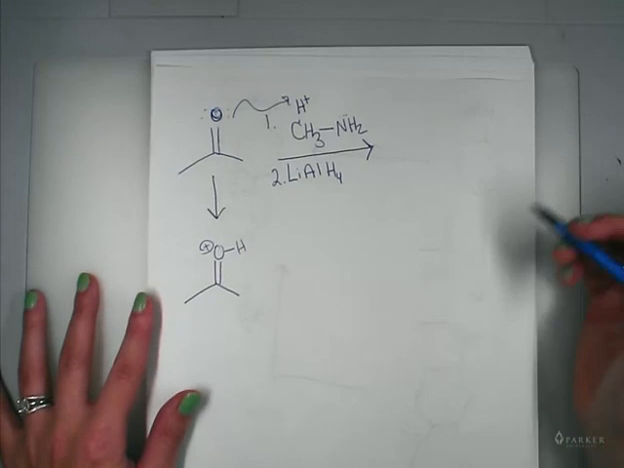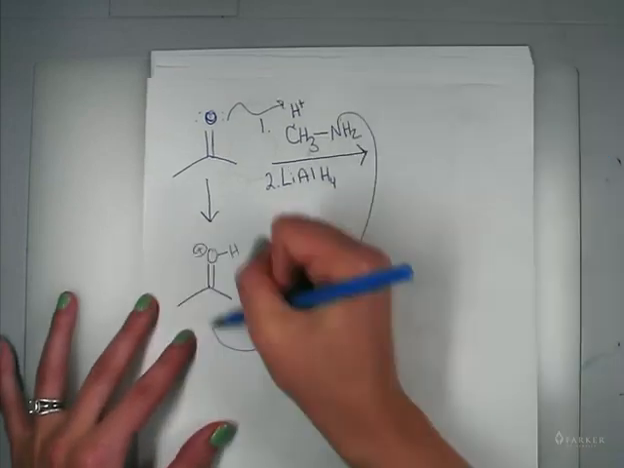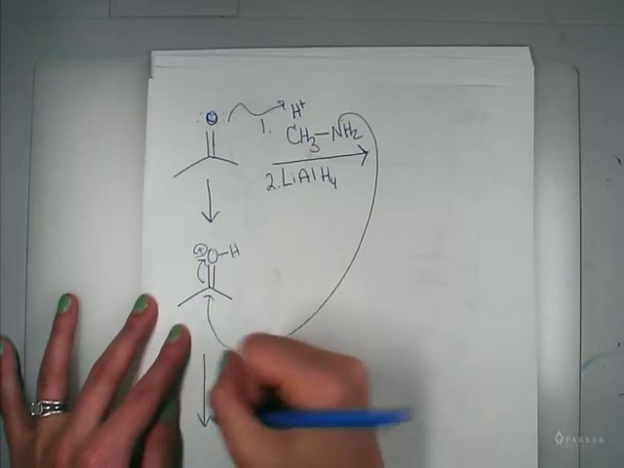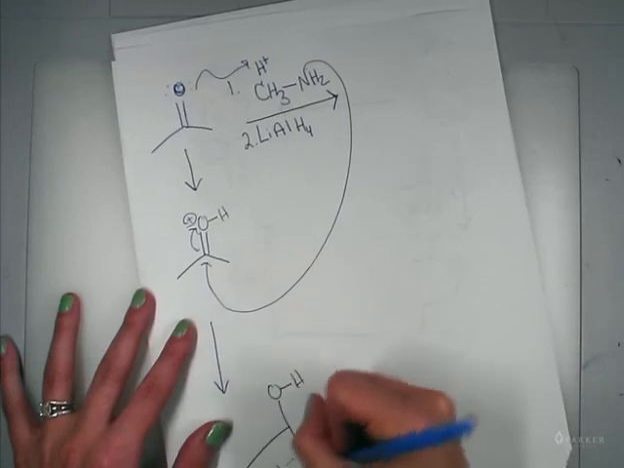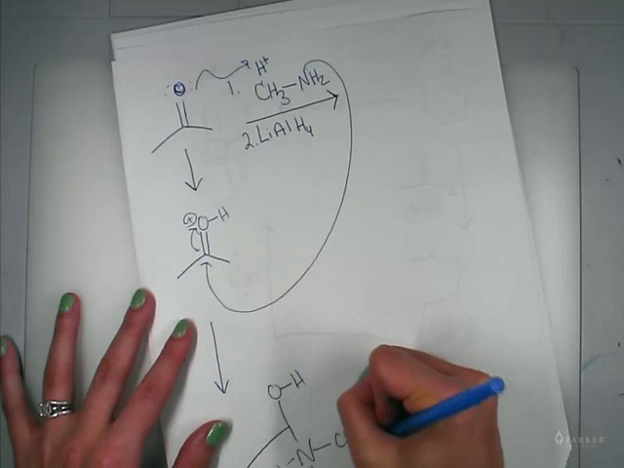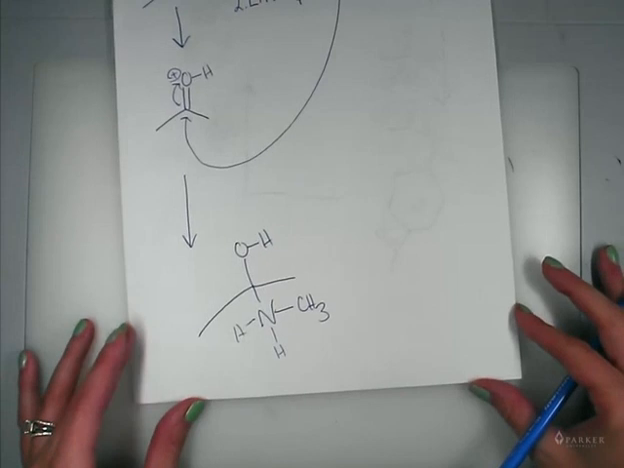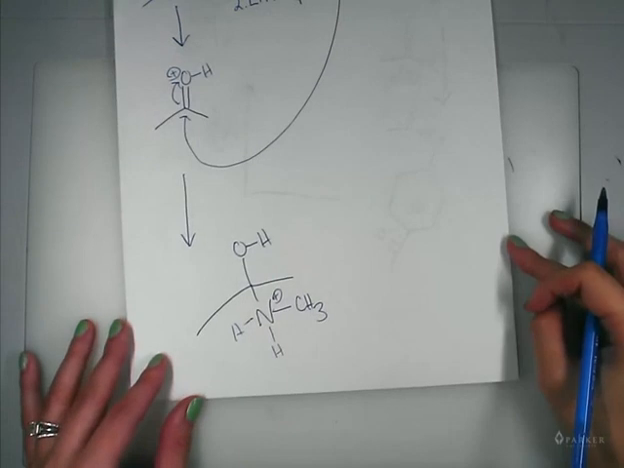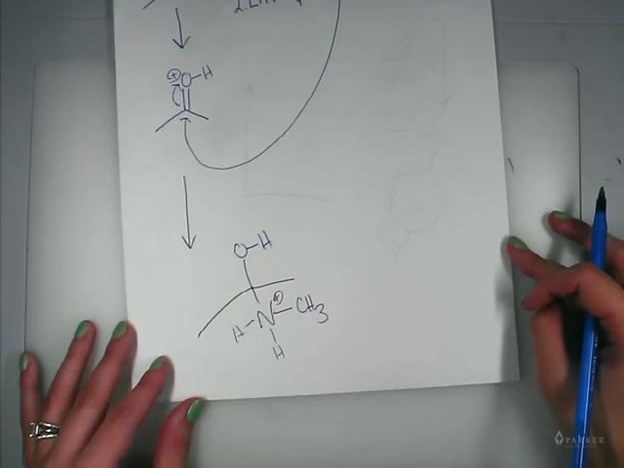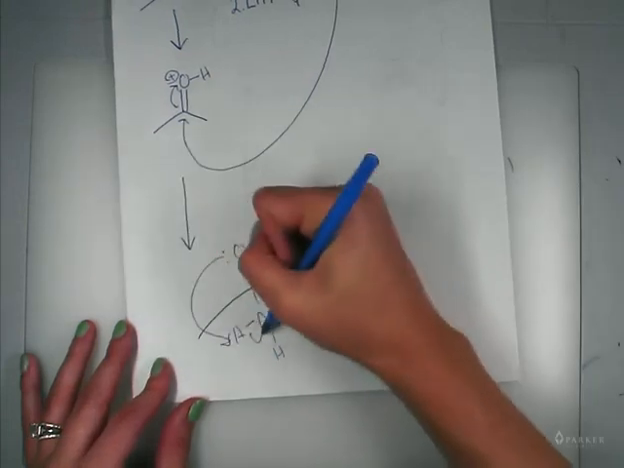Now what will attack it? What will make a bond there? Yeah, there's nitrogen, the NH2 here. What happens here? Say that again? Yeah, the alcohol will grab one of the hydrogens from the amine.